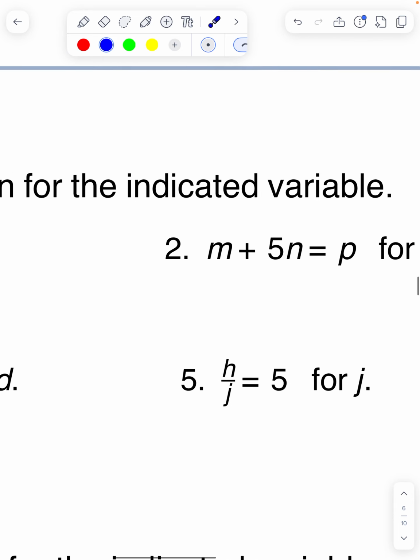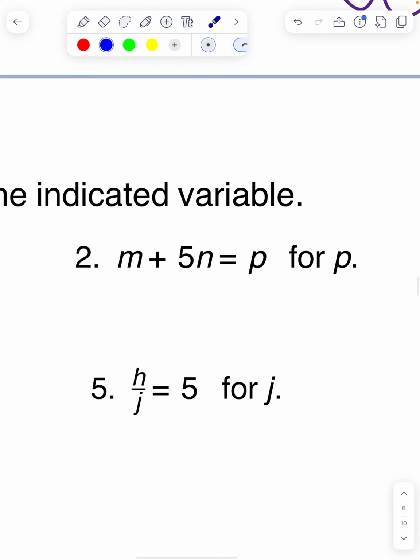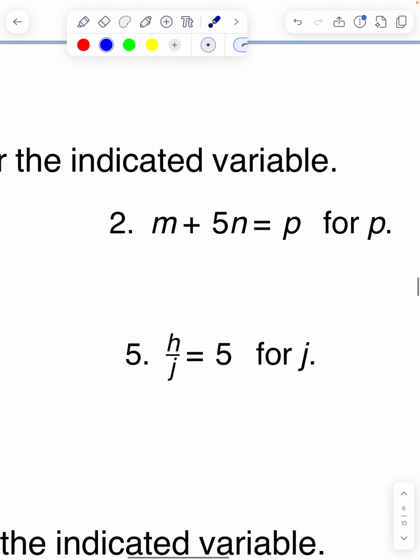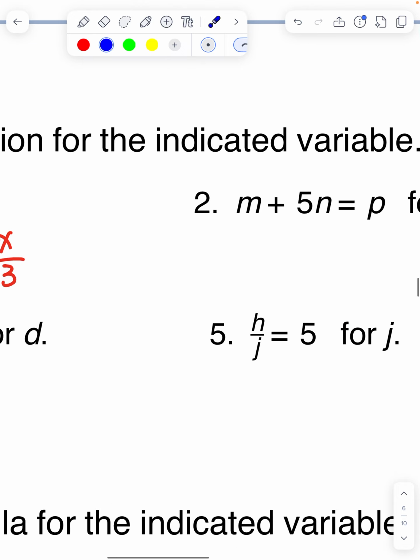Number 2, for p. Oh, I think this one, I made a mistake. This one, you don't have to solve it. P is already alone by itself. I think there's a typo. Let's forget about this question, okay? I need to change it.